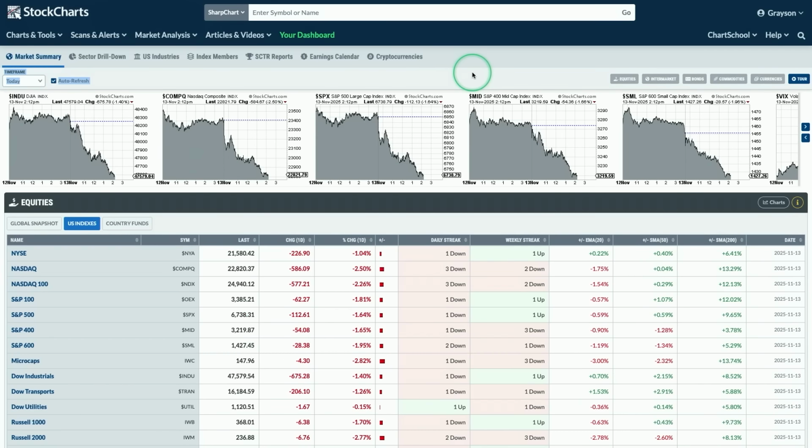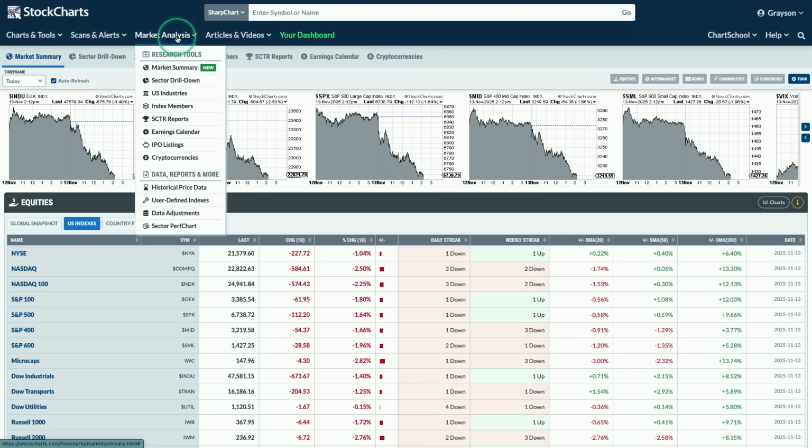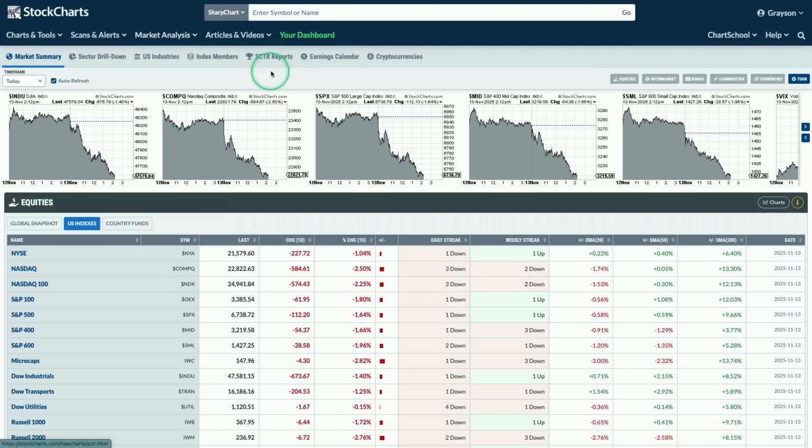All right, everyone. So first and foremost, this is the market summary dashboard. You can get to this resource on StockCharts.com by going up to the Market Analysis tab and selecting that Market Summary option. Now, we designed this page earlier this year. We rolled this thing out at the start of 2025.